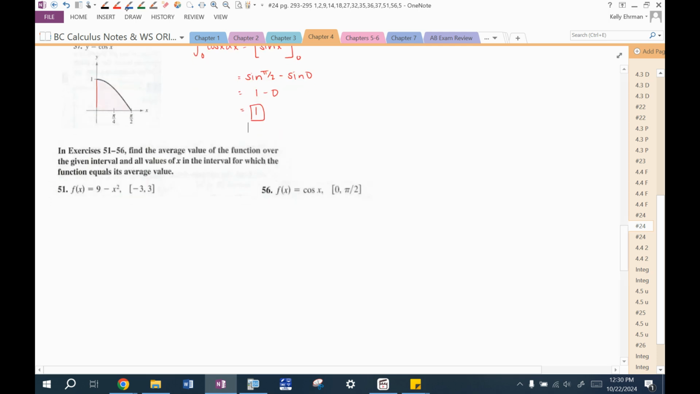Next set says find the average value of the function over the given interval and find all values x in the interval for which the function equals its average value. So first thing is to find the average value. I like to write this as f average. It's equal to 1 over the difference between the intervals, so 3 minus -3, and then you're multiplying that by the integral from -3 to 3 of 9 minus x squared dx.